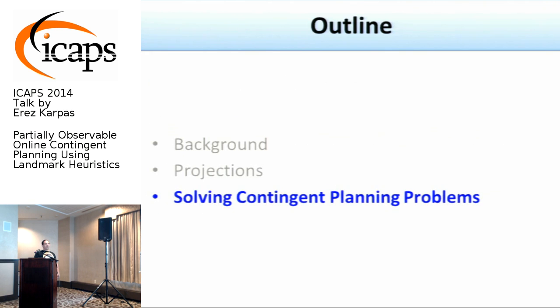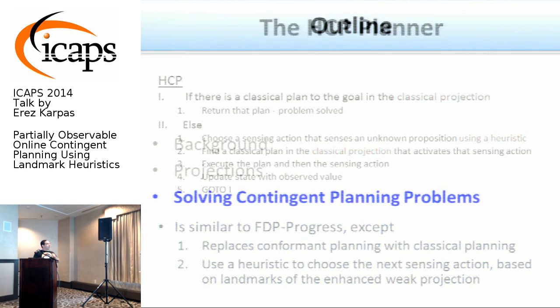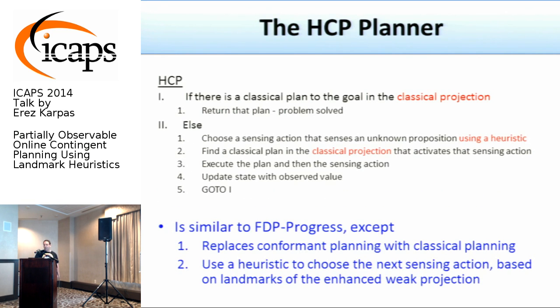Okay, so now how do we use these projections to actually solve contingent planning problems? This is where the HCP planner comes in, and as you'll notice, it's very similar to the general FDP progress algorithm I showed you before. I don't think I called it that, but that's what we call it in the paper. So the difference is that the conformant planning is now done using the classical projection. Okay, so this becomes a much simpler problem. And we also choose a sensing action using a heuristic. And that heuristic is going to be based on landmarks, as I promised you in the beginning.